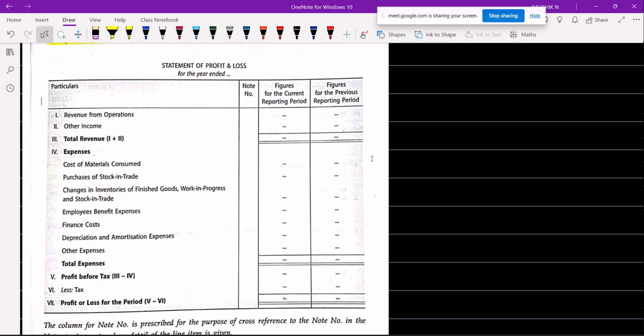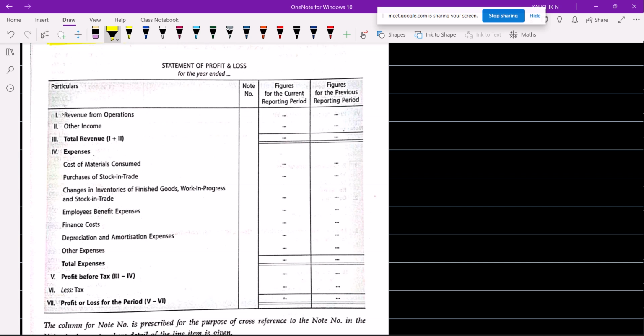Completed. Okay, now let's explore what is given in your statement of P&L. As per the Companies Act of 2013, in Schedule 3, which part? Part 1 or Part 2? Part 2. So don't get confused. Part 1 is given for the balance sheet, Part 2 is given for P&L. Okay, so this is how it goes.